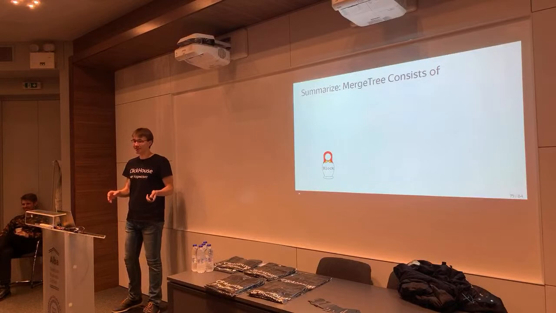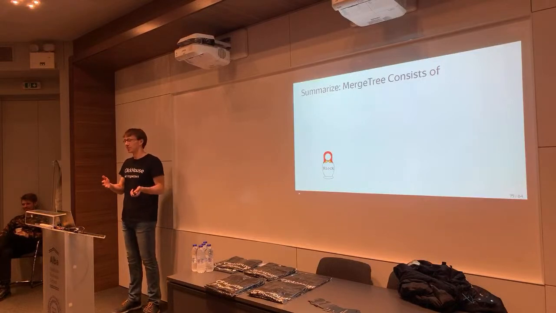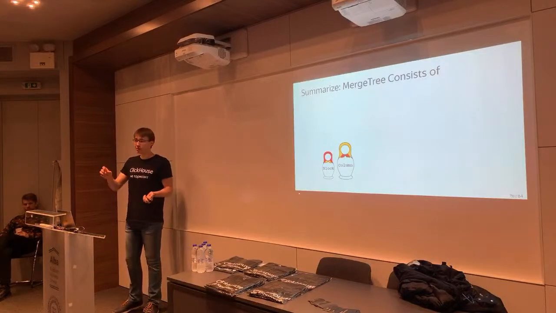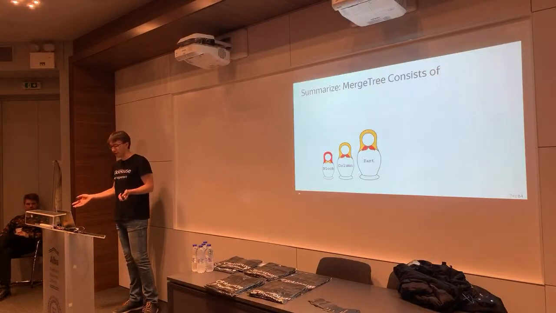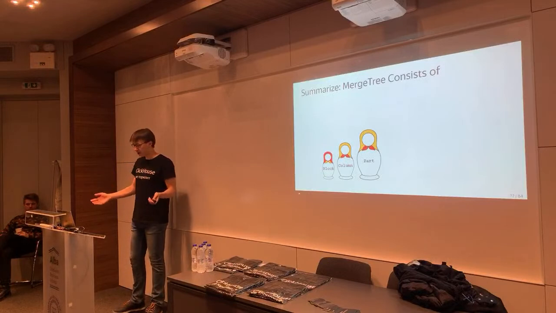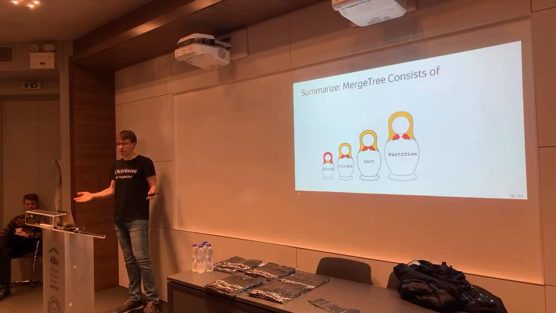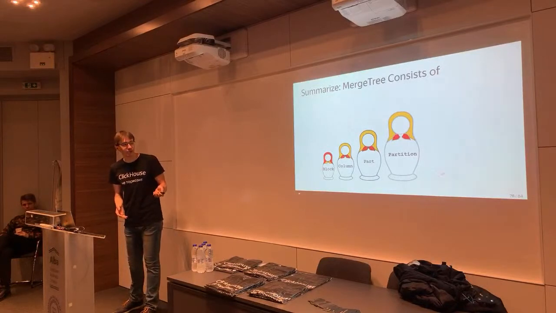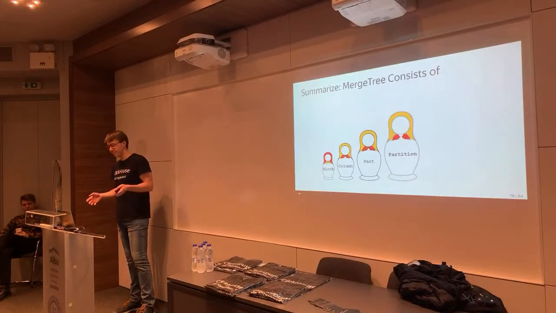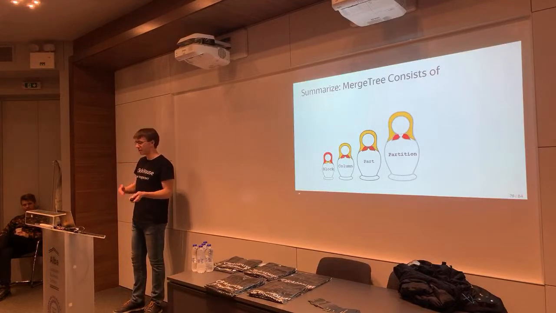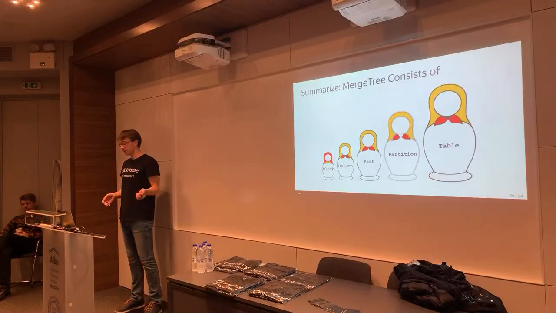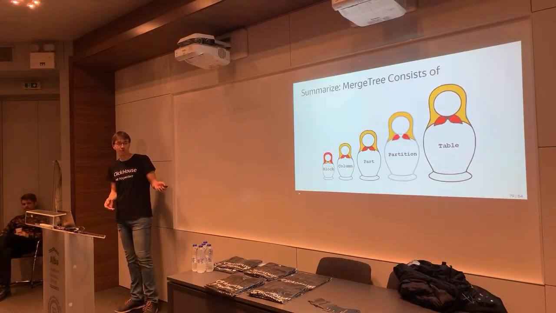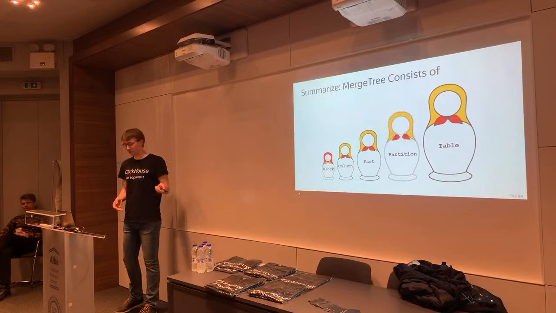So merge tree has the smallest meaningful unit, called a block, and it is stored compressed. Blocks are stacked into columns, columns are organized in parts, and the set of parts may be logically divided into partitions. That's why this Matryoshka is slightly transparent, because these are logical entities, not stored on disk. And the set of all partitions is our table. And this is what merge tree consists of.